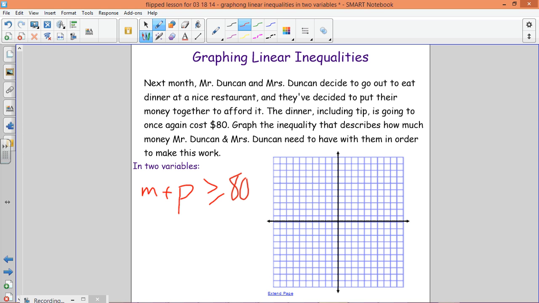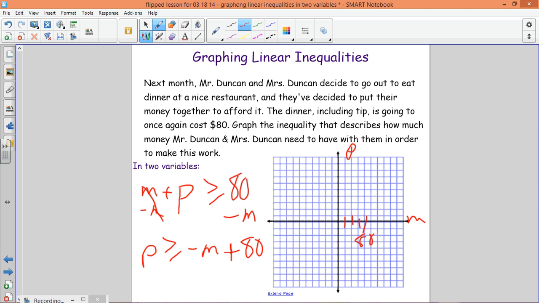So once again, with the same counting by 20: 20, 40, 60, 80. M plus p has to be greater than or equal to 80. So it's not just that simple anymore. Remember, this is m, this is p. And so what I want to do, as I normally do when I solve for y in order to graph this, is solve for p. So I'm going to subtract m from both sides. Now I have p is greater than or equal to negative m plus 80.